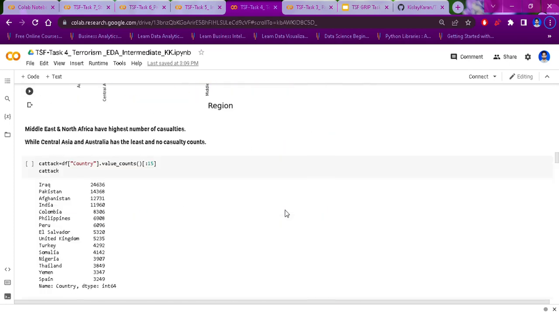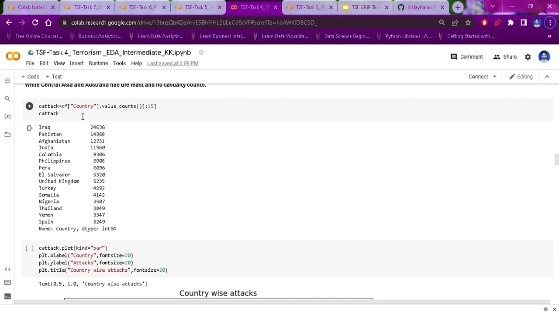Okay, now country wise we'll be doing the analysis of casualties. As you see here, Iraq has the highest numbers, followed by Pakistan and Afghanistan, and India at the fourth position. Spain has the least, about 3,249, and Iraq has the highest, 24,636 so far.